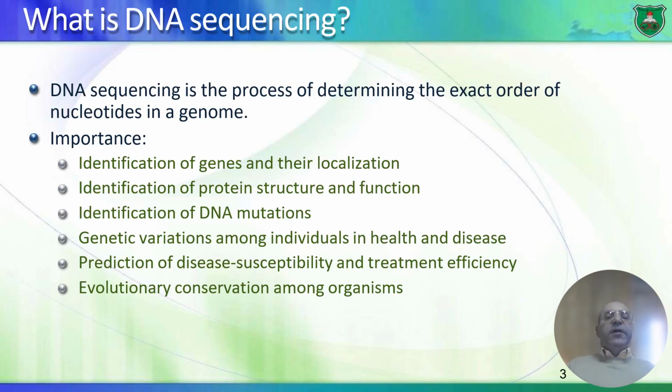So what is DNA sequencing? Let's define it first. DNA sequencing is basically the process of knowing the exact order of nucleotides in a genome, in a piece of DNA. It can be the human genome, for example, or it can be a small gene. It can be a VNTR, it can be an STR, it can be whatever it is, a telomere, you name it. So basically, it's knowing the exact order of nucleotides in a piece of DNA.